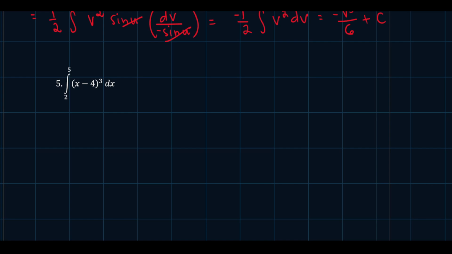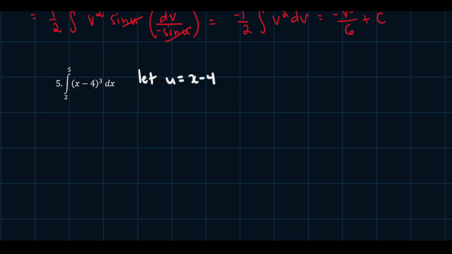Now, technically, without substitution, we can still solve this if we expand this power of a binomial. But of course, that process is more tedious. Okay? So, if we simply apply integration by substitution, it is rather obvious that we let u be equal to x minus 4.